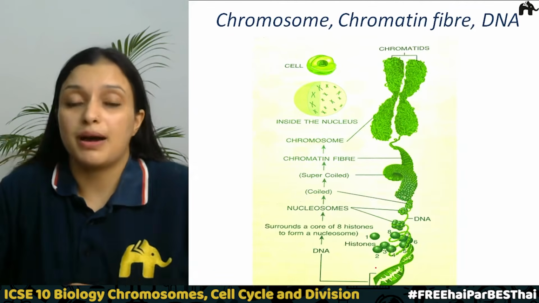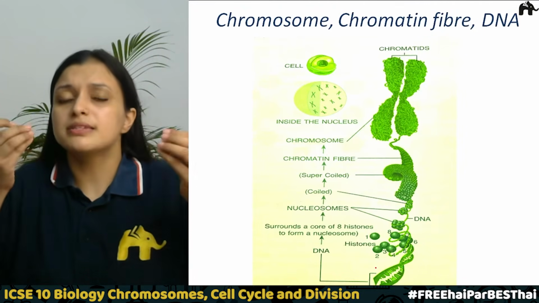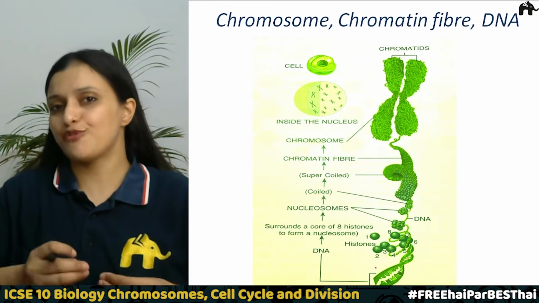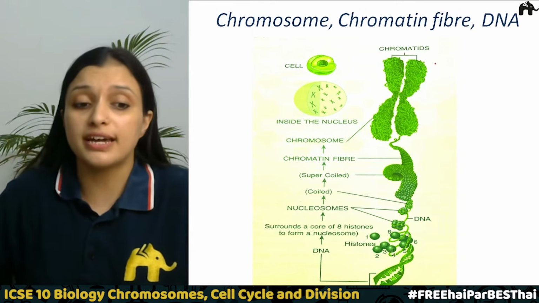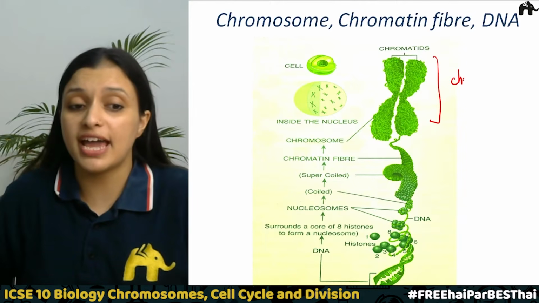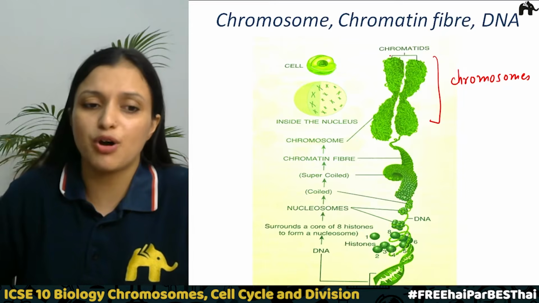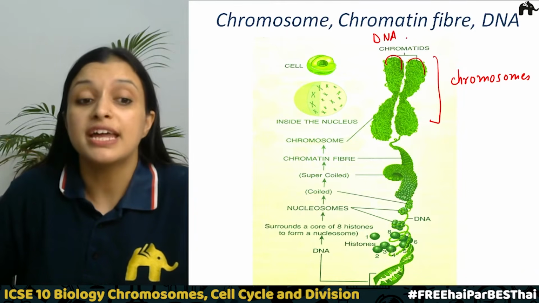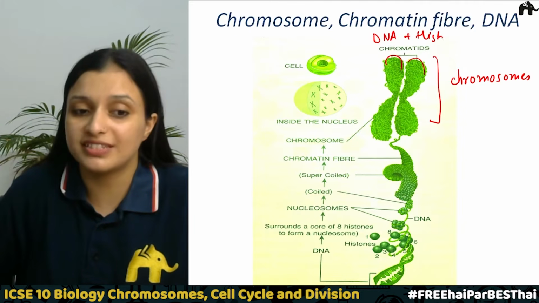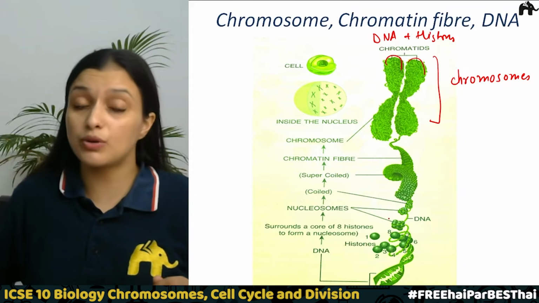Now talking about the summary of what we have studied till now. We will summarize everything in the form of a flowchart. So this is what we have studied till now. So what are these called? These are called chromosomes. And what are these chromosomes made up of? The chromatids, right? And what are these chromatids made up of? DNA plus histones, right? So if we pull out a thread from this chromosome, it will come out like this.